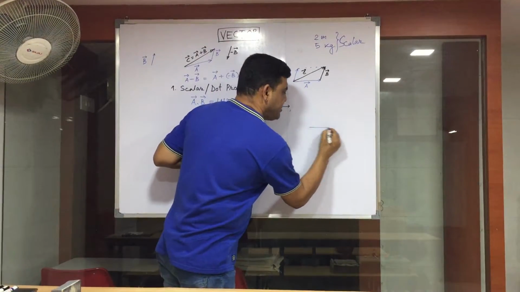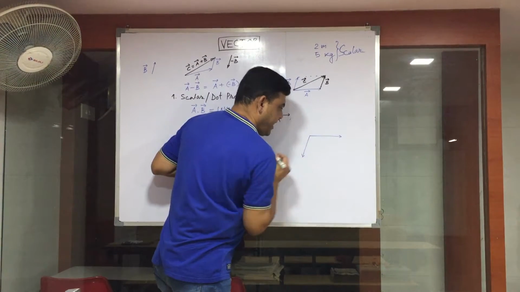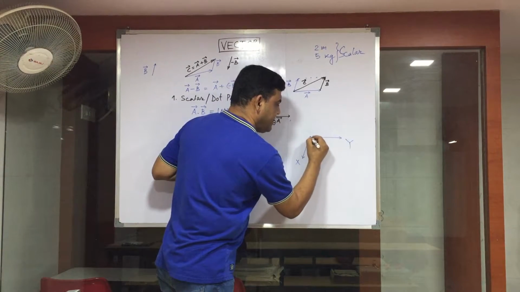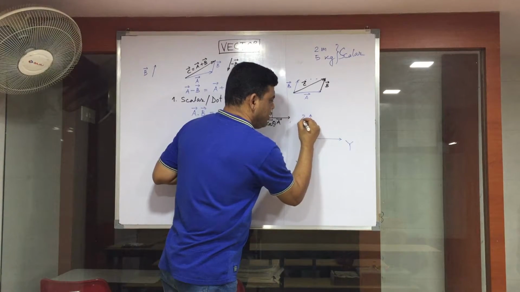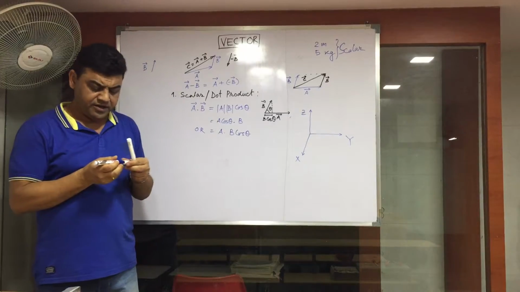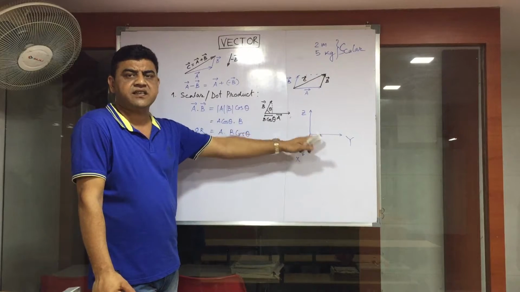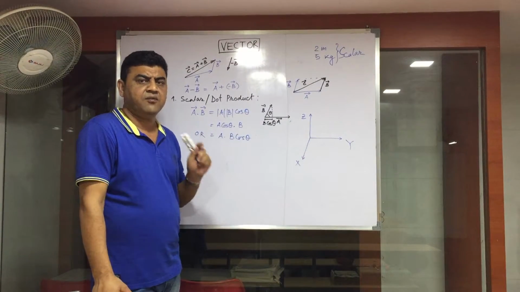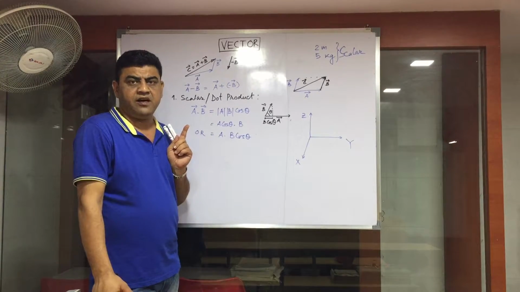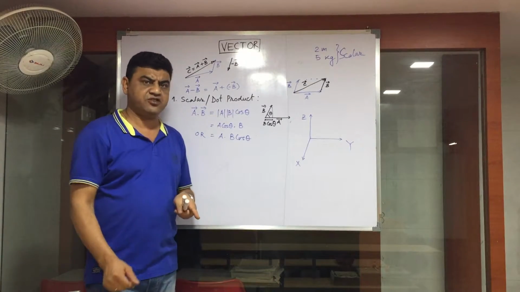Let us consider three mutually perpendicular, or orthogonal, axes. This is the x-axis, this is the y-axis, and this is the z-axis. First and foremost, you must remember that these axes x, y, and z must be in a right-handed system. Otherwise, the cross product will come out completely opposite, which is wrong.